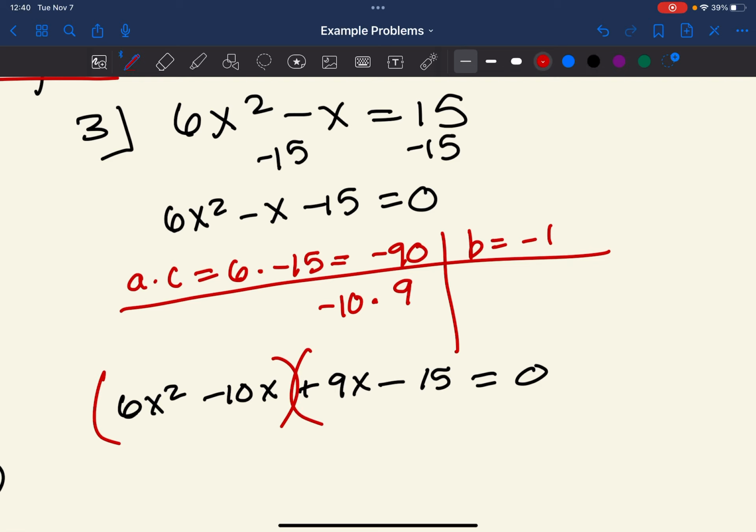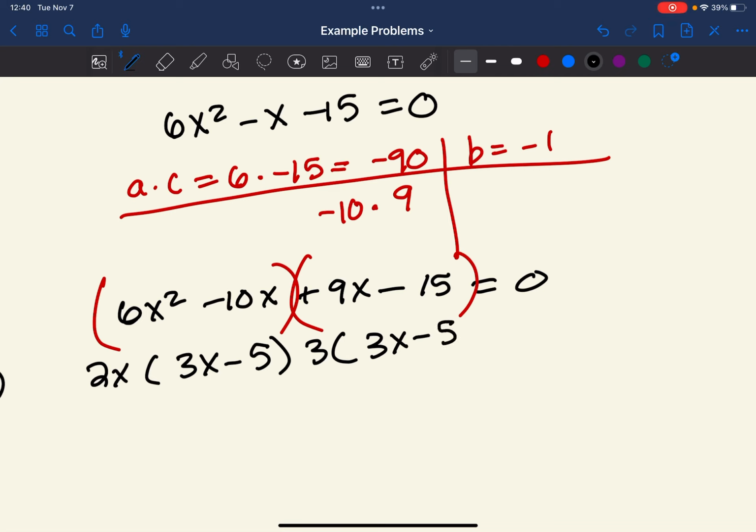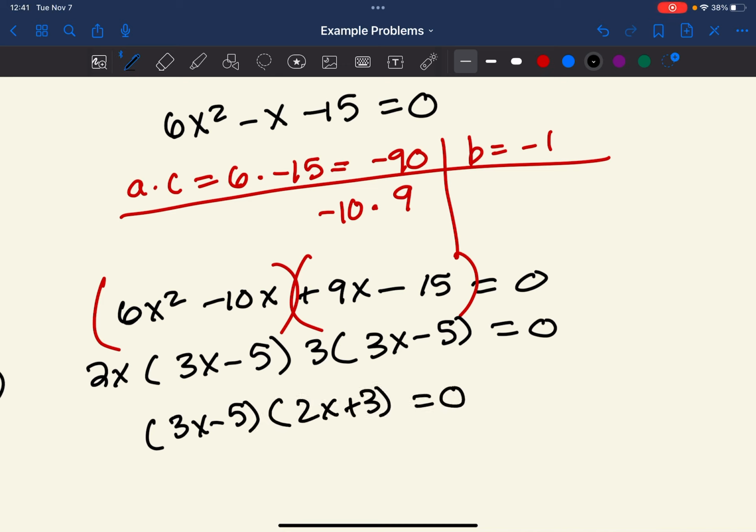Now I do my factor by grouping. The GCF I can take out of the first one is a 2x, so I'm left with 3x minus 5. And then for the next one, I can take out a 3, and I'm left with 3x minus 5. Remember that my parentheses have to match. If they don't match, I did something wrong. So I have the factors 3x minus 5 and 2x plus 3 equals 0.